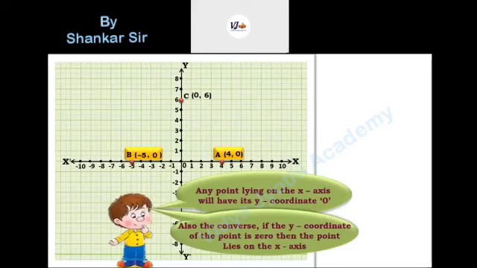See, it is given here. Any point lying on x-axis will have its y coordinate 0. Also the converse: if the y coordinate of the point is 0, then the point lies on the x-axis. Right, now y coordinate 0 रहेगा तो point x-axis में रहेगा. Either it may be on positive x-axis or negative x-axis, but the point lies on x-axis only, if y coordinate is 0.